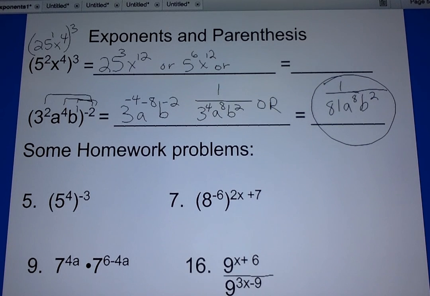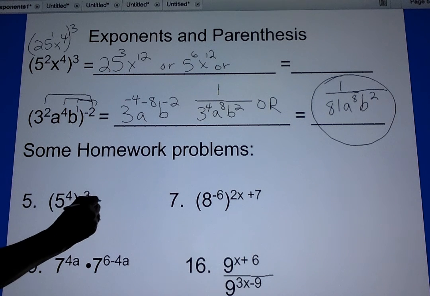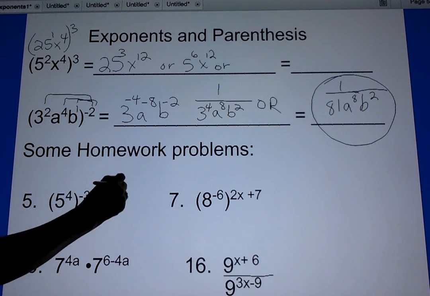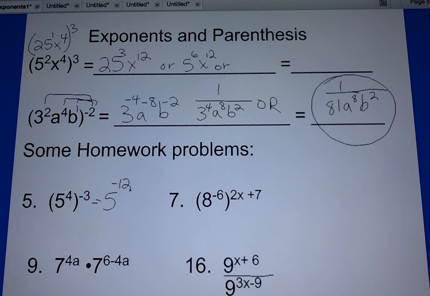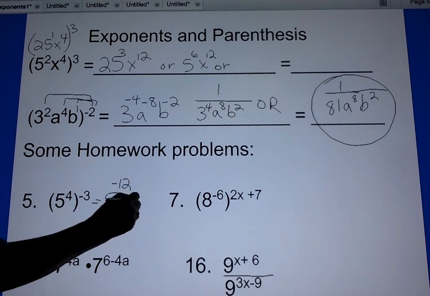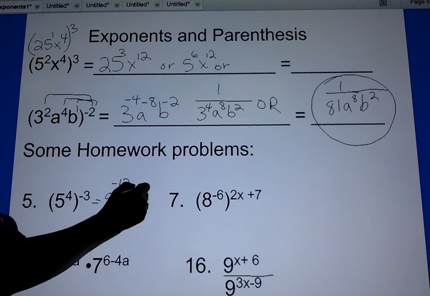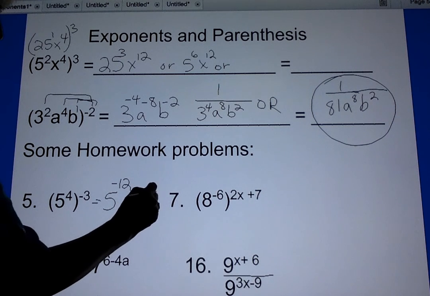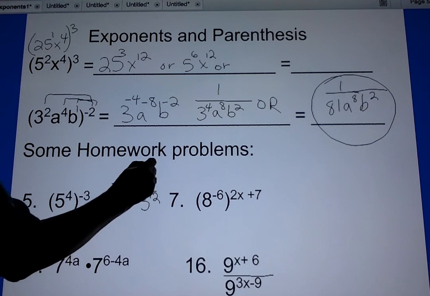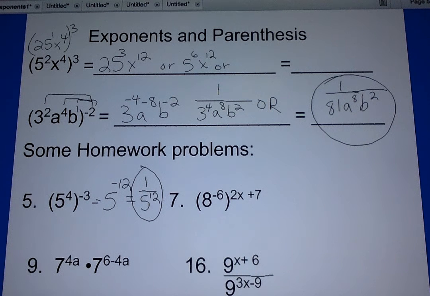So number 5, first you ask yourself what kind of problem it is. When you have parentheses on the outside and a -3 on the outside, you multiply. 5 to the -12. We never leave exponents with a negative, so we have to shove them in the basement. So this is going to have to be 5 to the 12th, and we leave a 1 on top because there's nothing there.